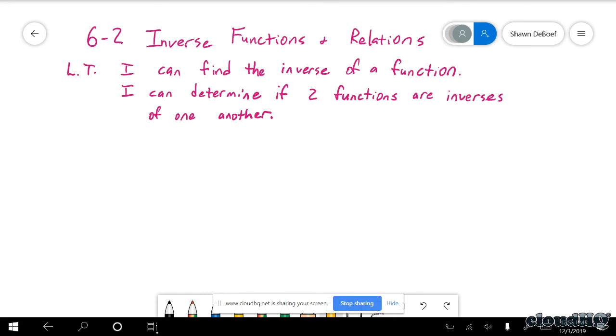Let's call it A. And there's just going to be a set of some ordered pairs. We'll start with 1, 5. Then we'll also use 2, 6. And we'll use 3, 7.